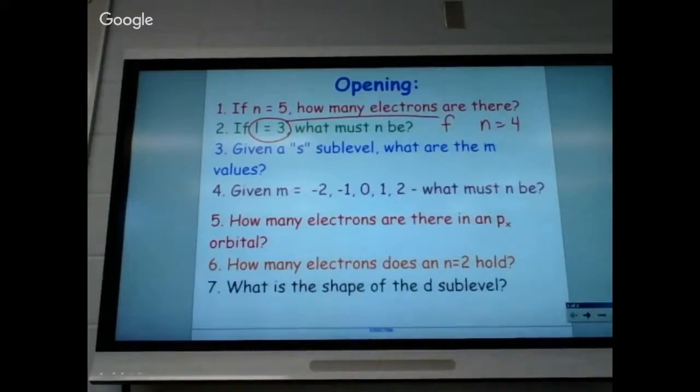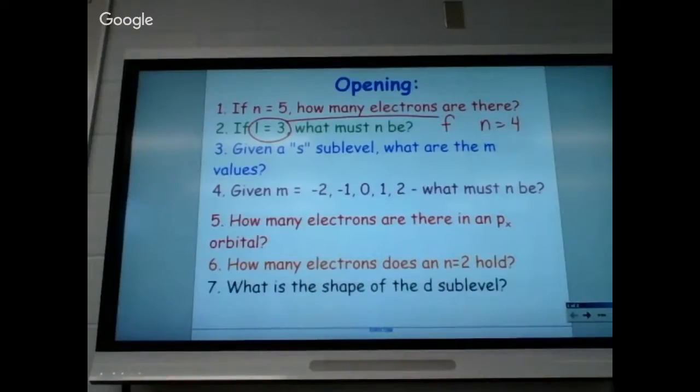Would you ever have one that's like L equals 4? I could, and it would be a 5th sublevel, so n would have to be 5.